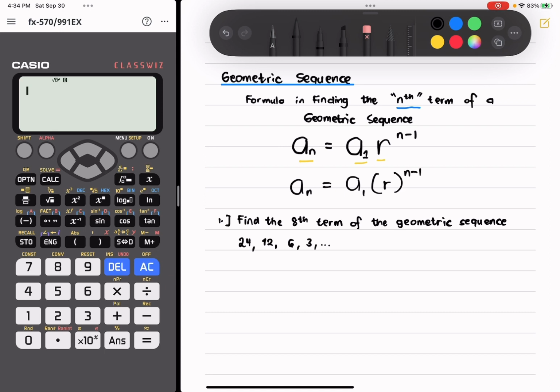So, similar lang yan. Ang ginamit lang natin is the grouping symbol. Kumbaga, sineparate lang natin yung A sub 1 to R. Pero that means multiplication pa rin yung gagawin natin, or yung gagamitin nating operation.